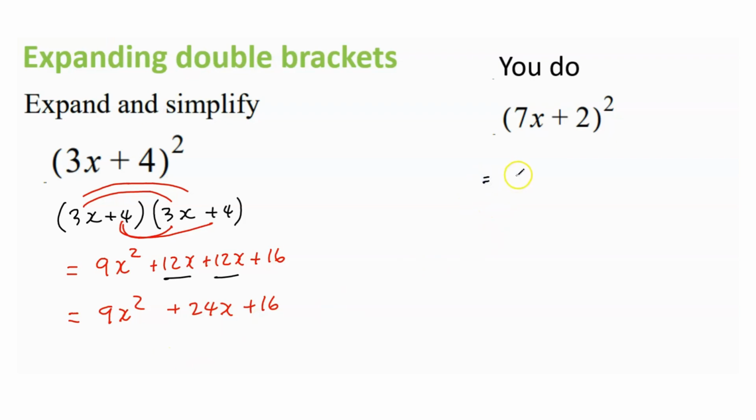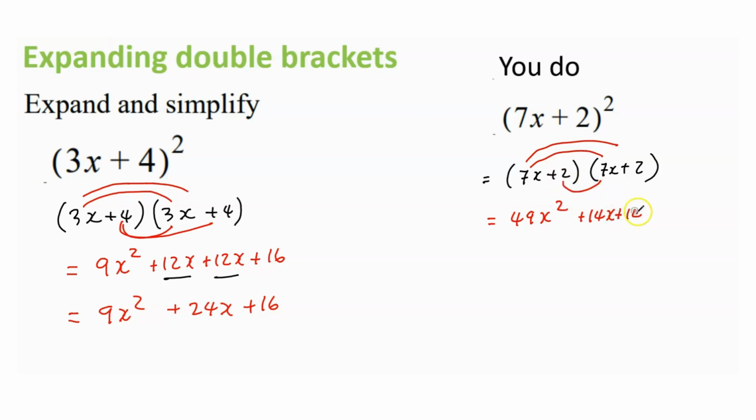Okay, so you should have 7x plus 2 times itself. So we multiply 7x times 7x, so we get 49x squared. Then 7x times 2, that gave 14x. Then 2 times 7x, that's 14x. And then 2 times 2, that's 4.